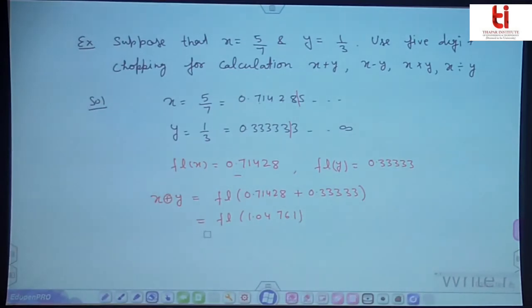Okay, now how many digits in this number? 1, 2, 3, 4, 5. So obviously 5 digits we have to truncate the series. It is coming out to be 1.04761. So the result is coming out to be here 0.10476 into 10 raised to power 1. This is the standard way to represent it. So x plus y is coming out to be this.